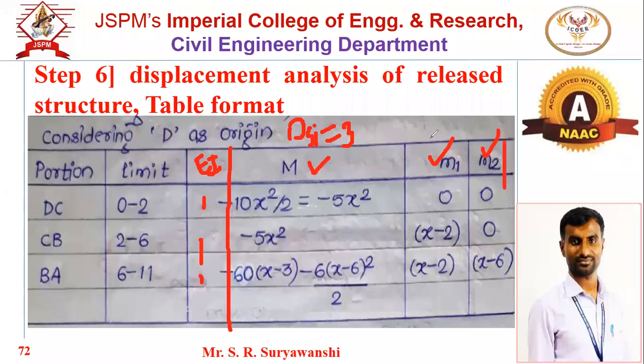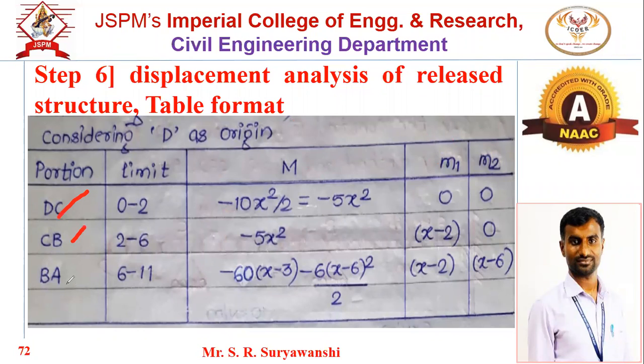Correct. Means this M1, M2, it depends on the DSI value. Here DSI is 2, that's why M1 and M2. Okay. So DC, CB, BA limits will be 0 to 2, 2 to 6, 6 to 11. Now span will be same. Here it will be 2 meter, here it will be 4 meter, and here it will be 5 meter. It will be same.